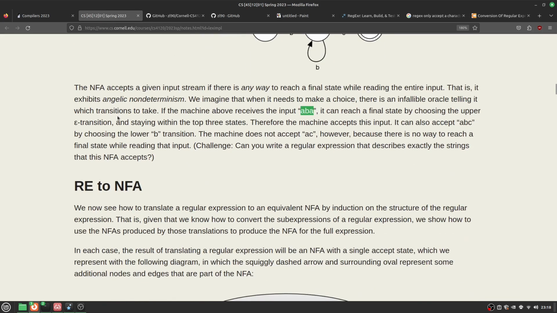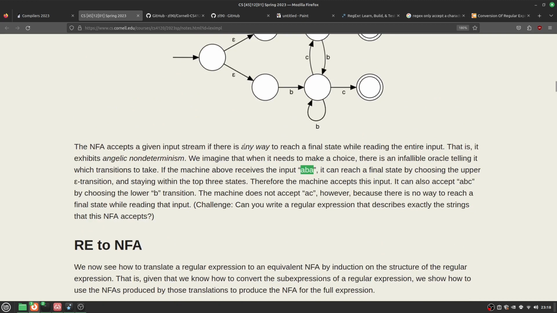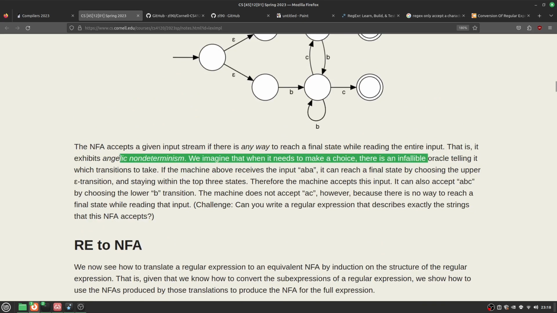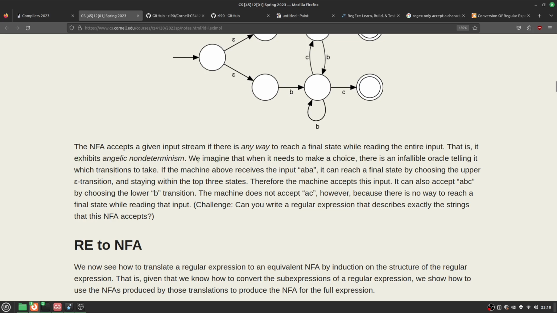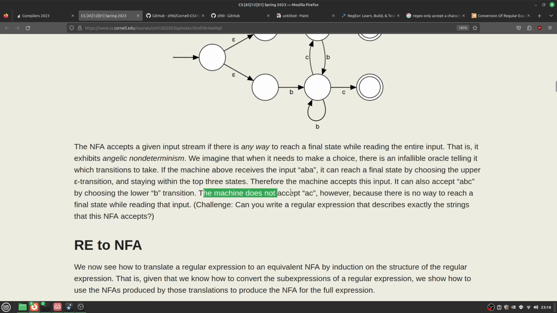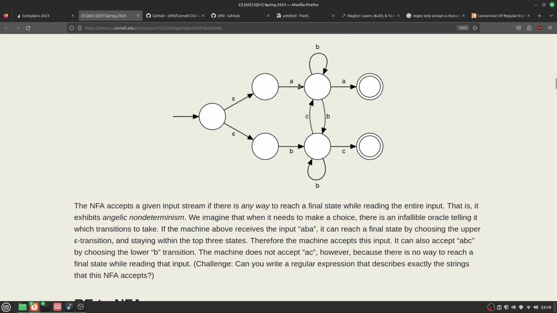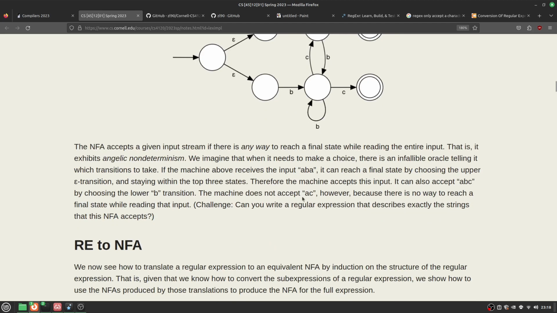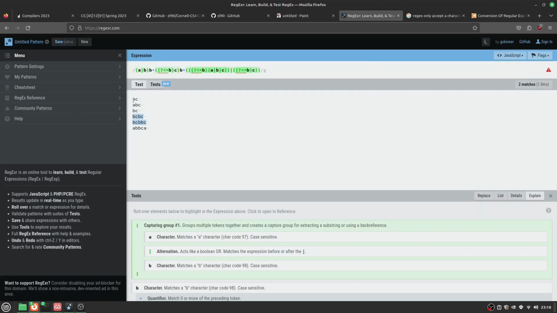Embarrassing. The NFA accepts a given input stream if there is any way to reach a final state. That is, it exhibits angelic non-determinism. It does not accept AC because you can't get to it. Doesn't accept AC, but it should accept BC. Should accept ABC.